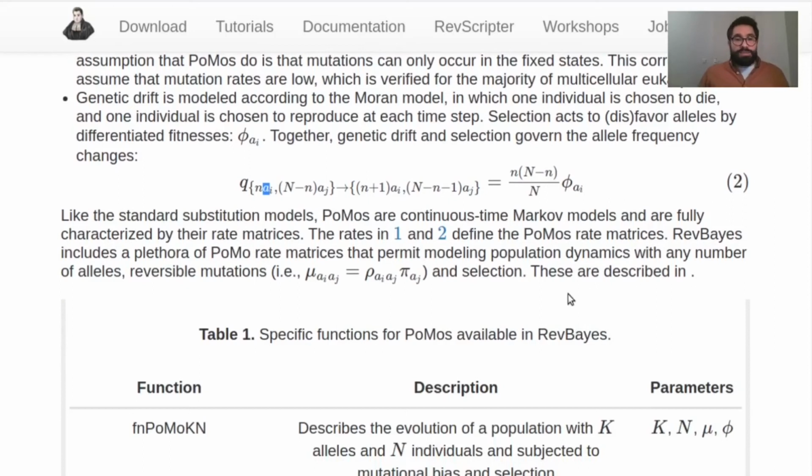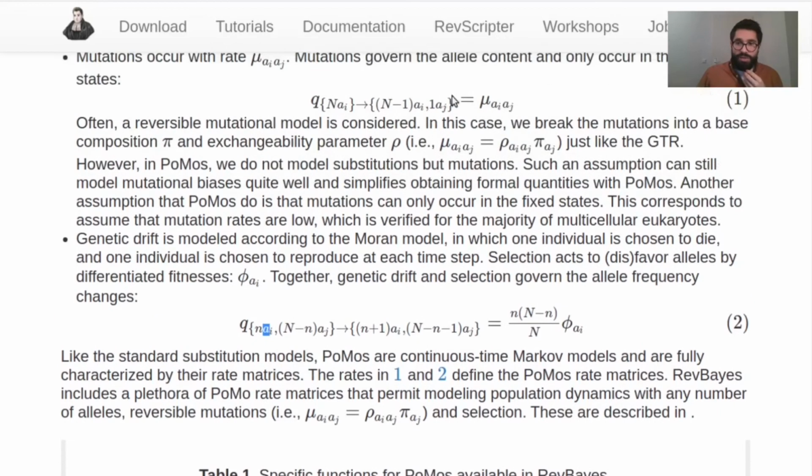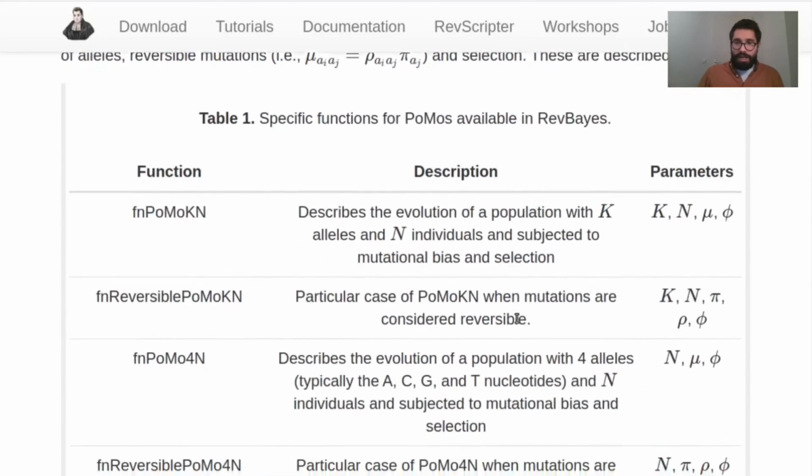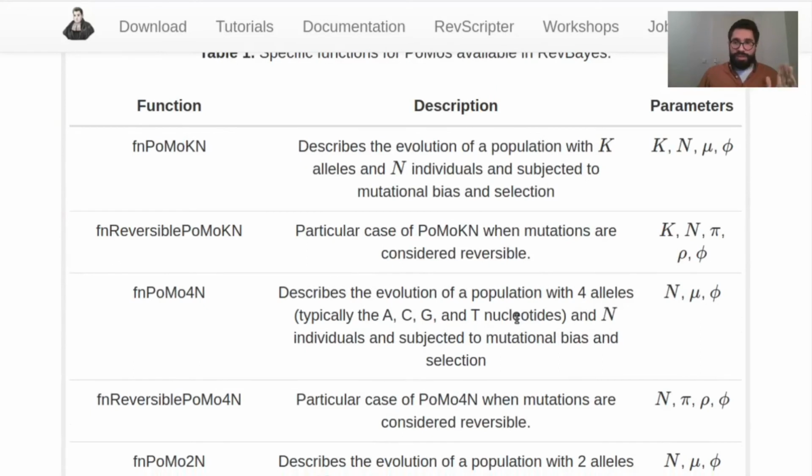Of course, like the standard substitution models like the Jukes-Cantor, the GTR, POMOs are continuous time Markov models, and of course they are fully characterized by the rate matrix. And essentially, we use these two building blocks to fill in the POMO rate matrices. And in RevBayes, we have a plethora of functions already implemented. For example, we have this very general case in which we represent a population dynamics with k alleles and n individuals that evolve with a certain vector of mutation rates and fitnesses.